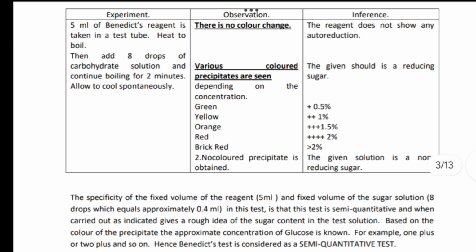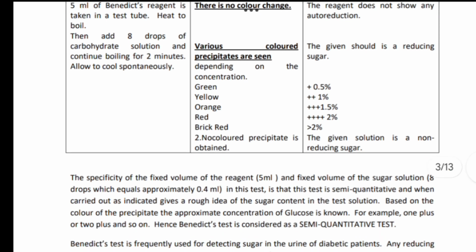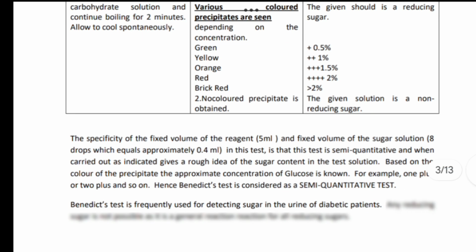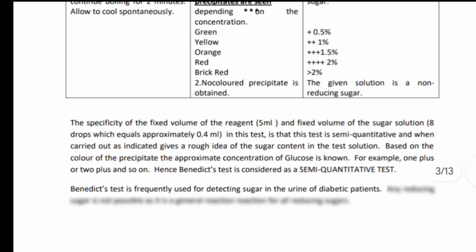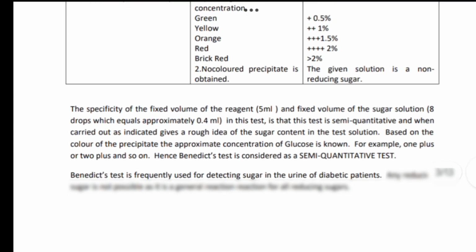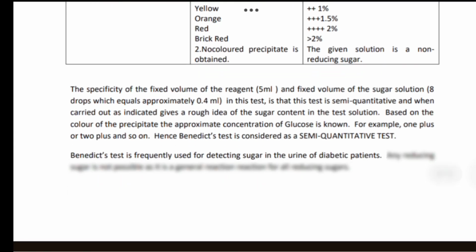Based on the color of the precipitate, the approximate concentration of glucose is known. 1 plus, 2 plus, and so on. Basically the color tells you this much sugar, this color, this much sugar. Therefore, it is semi-quantitative. This is a very important viva question. They ask, why is Benedict's test a semi-quantitative test? Then, Benedict's test is frequently used for detection of sugar in the urine of diabetic patients.